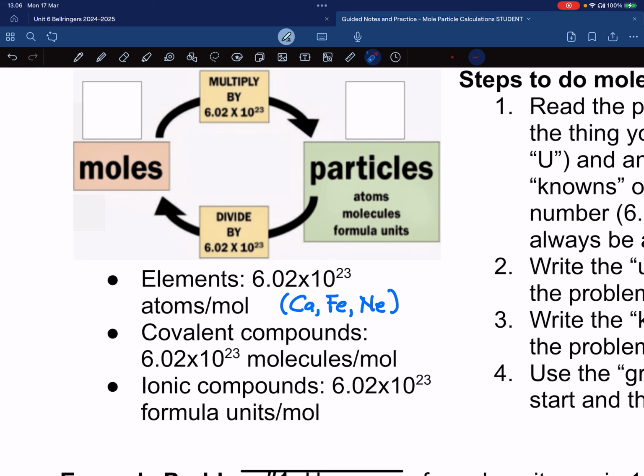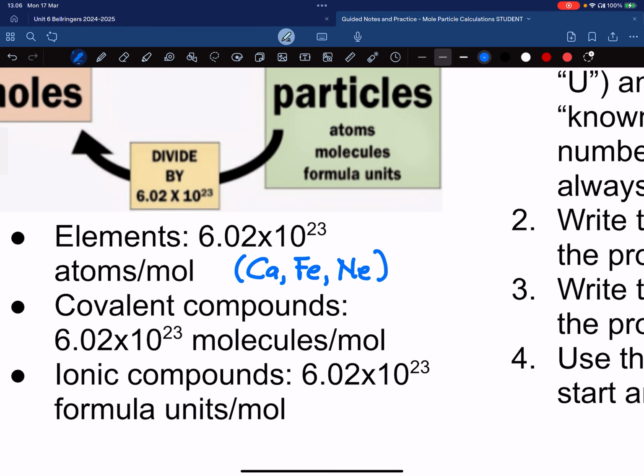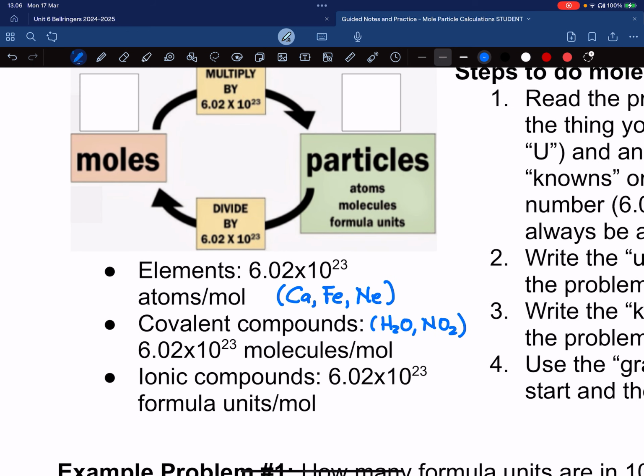Okay, because for elements, the smallest unit is an atom. If you have a covalent compound, there will be 6.02 times 10 to the 23rd molecules per mole. So covalent compounds, they start with nonmetals. So you're talking about water or nitrogen dioxide. Those are molecules per mole.